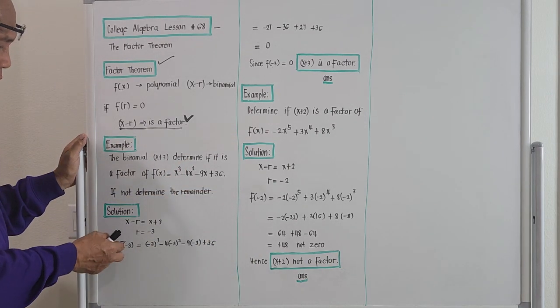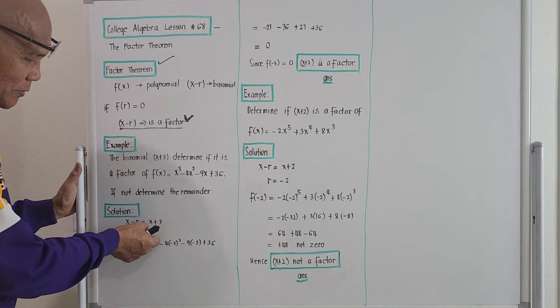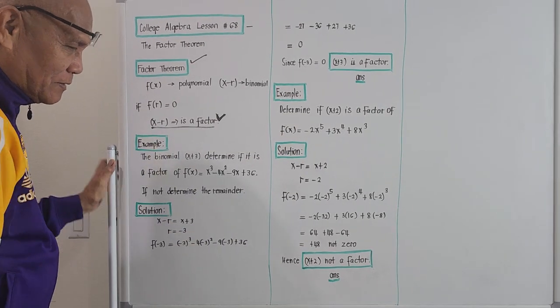So, from the equation x minus r equal to x plus 3, am I still on camera?